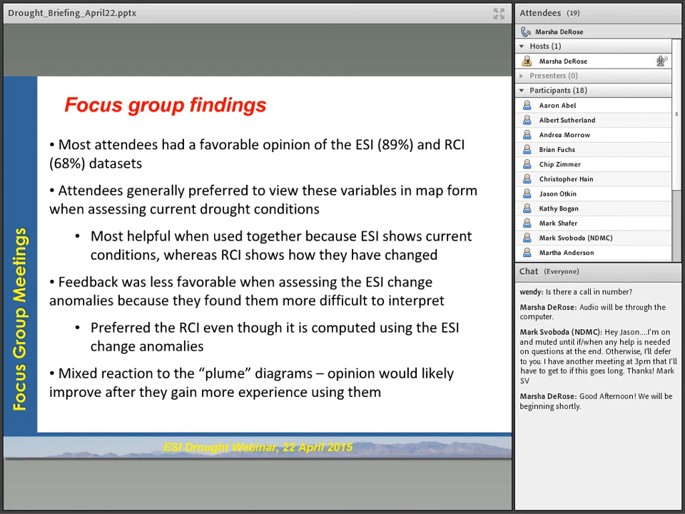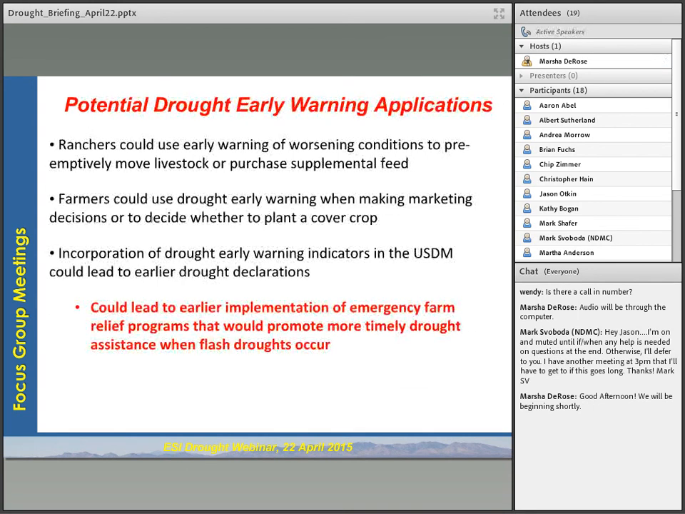The feedback was less favorable when assessing the ESI change anomalies because many attendees found them more difficult to interpret. Now, in general, the attendees preferred to use the rapid change index, even though it's computed using the ESI change anomalies that they did not like. This data preference indicates that the rapid change index methodology adds value by transforming those ESI change anomalies into a more easily understood format. Next slide, please.